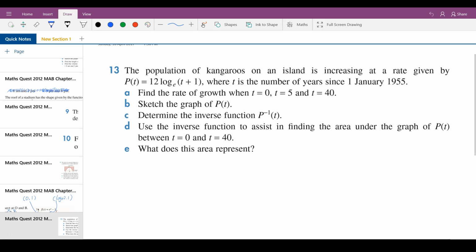Alright, question 13. The population of kangaroo on an island is increasing at a rate given by P as a function of T equal to 12 log e bracket T plus 1 close bracket, where T is the number of years since 1st January 1955. Alright, so we got a population of kangaroo function over here. Oh, no, remember, this is a rate function. Right, it's a rate function.